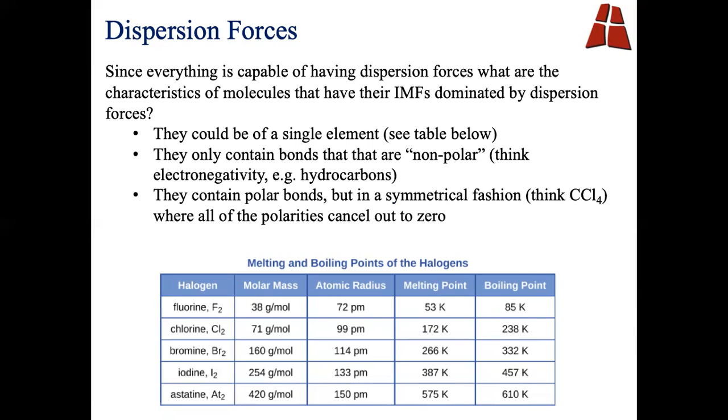We could also think of a molecule that has polar bonds, but is symmetrical. An example of that is CCl4, where the carbon-chlorine bond is going to be polar, but all of those polarities cancel out to 0 because they go in equal and opposite directions.